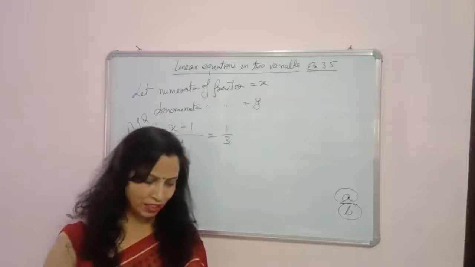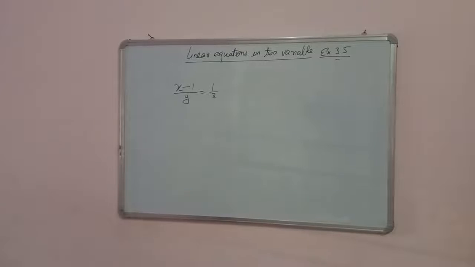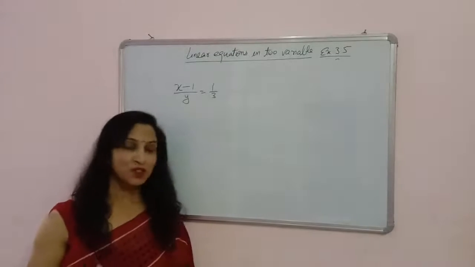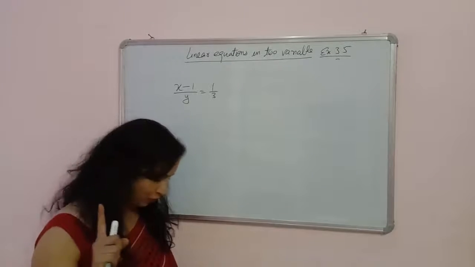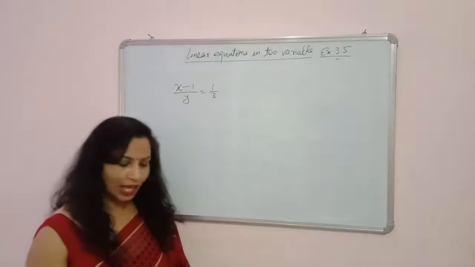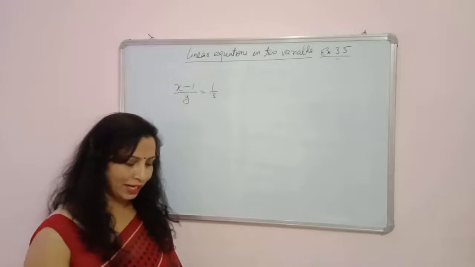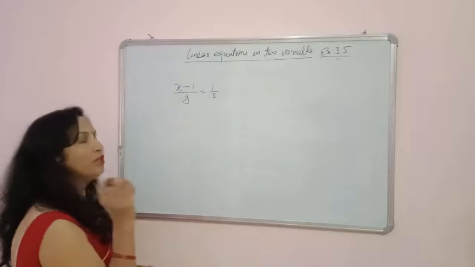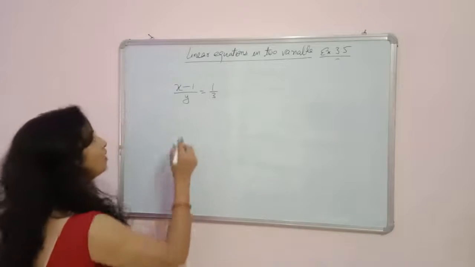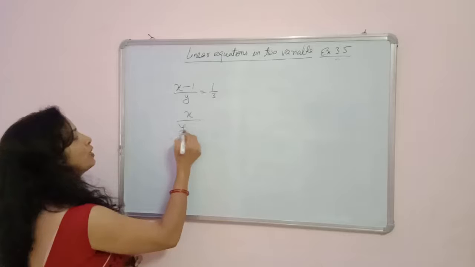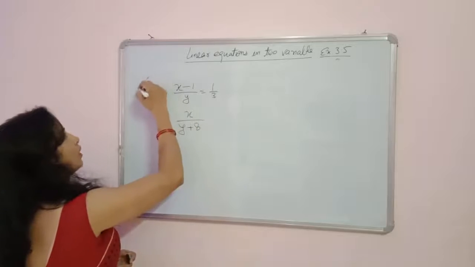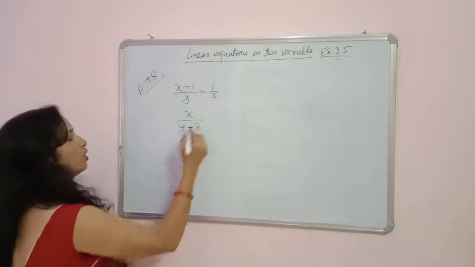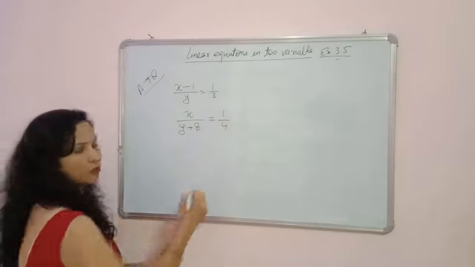So it is 1 upon 3 when 1 is subtracted from the numerator. And it becomes 1 upon 4 when 8 is added to the denominator. So we do nothing with the numerator and we add 8 to the denominator according to the question. So it becomes 1 upon 4.